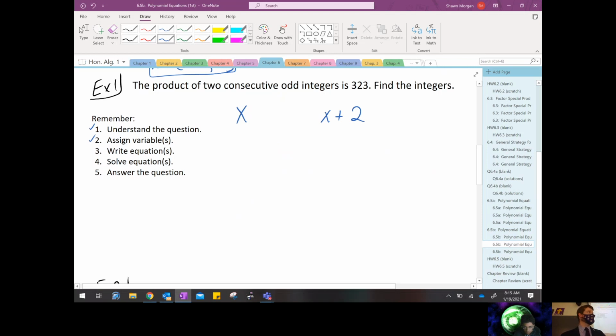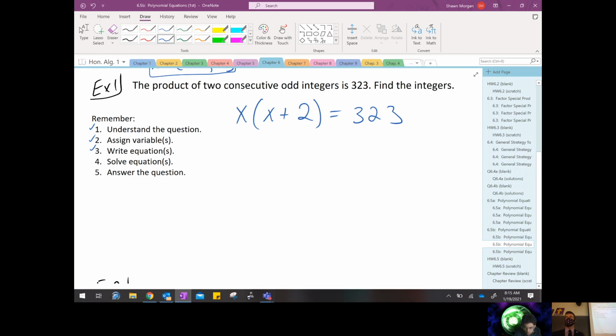It says the product. Santiago, what does that mean operation-wise? Good. We're going to multiply these two. So I'm going to scoot them closer together, and I'm going to use some parentheses. The word is means equals 323. Write an equation. Boom. Now we can just solve this just like we did in the warm-ups, just like we've been practicing. Step 4 ought to be cake at this point.